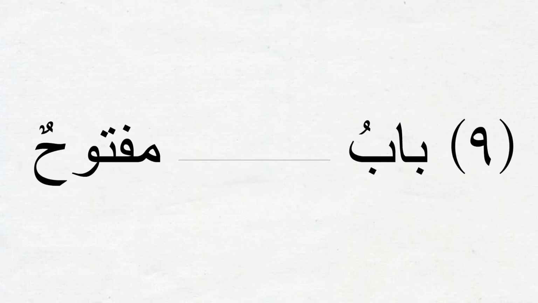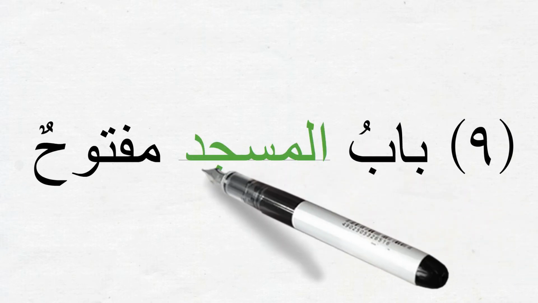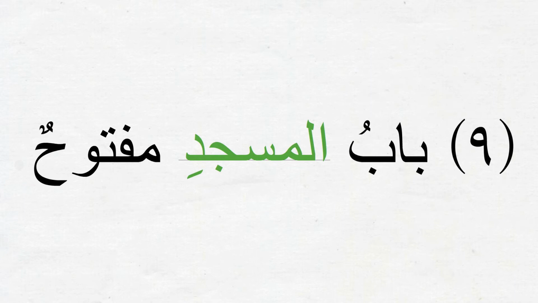Number 9. Babu blank and maftuhun. The door of something is open. What do we want to use for the blank here? We can use masjidi or madrasati. Let's use masjidi. So the sentence will be Babul masjidi maftuhun. Babul masjidi is the idhafah structure here.